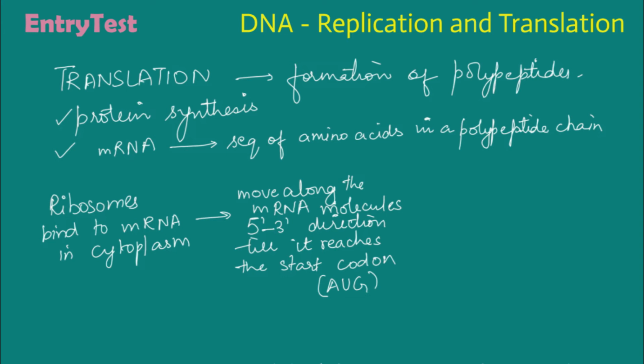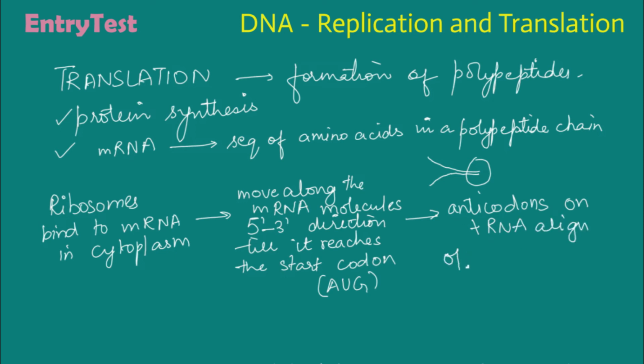Now anticodons are transported through transfer RNA molecules. They align opposite. On one side the messenger RNA is coming, on the other side the transfer RNA is coming, and they both combine in the ribosome, which I'll show with the help of a diagram later, but you can just make a note of the process. The anticodons on the transfer RNA align opposite to the codons according to complementary base pairing. For example, UAC is going to align opposite to AUG. That is the complementary pairing.